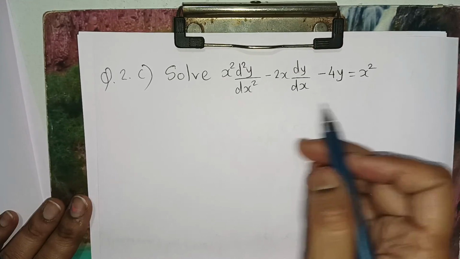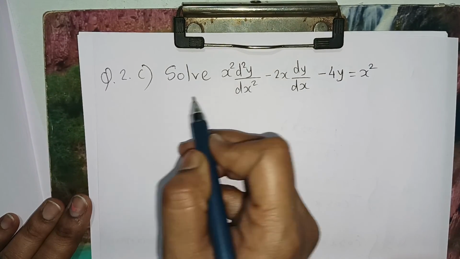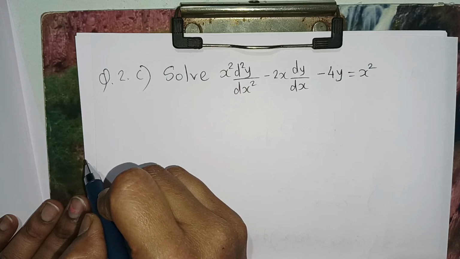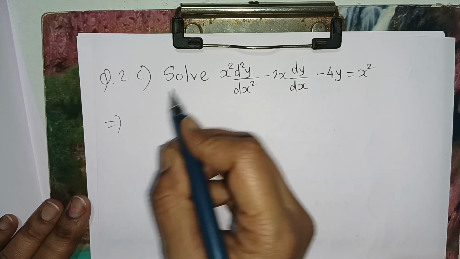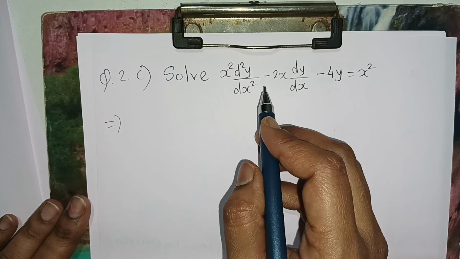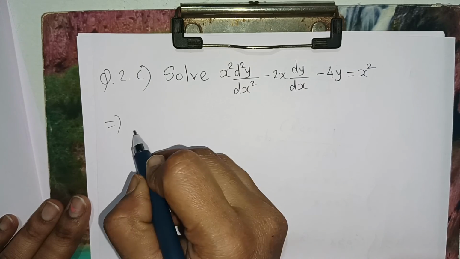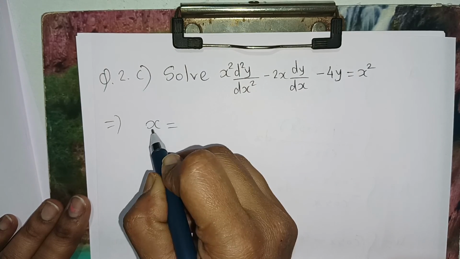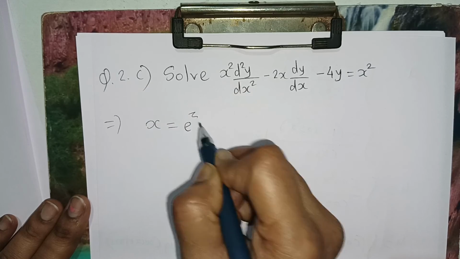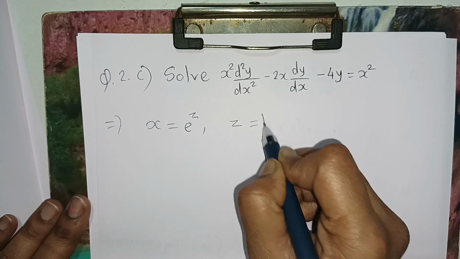So this is Cauchy's differential equation, Cauchy's differential equation with variable coefficients. So here you have powers of x as coefficients of the differentials. In this case we have to use a basic substitution: x is equal to e raised to z, so that z is equal to log of x.